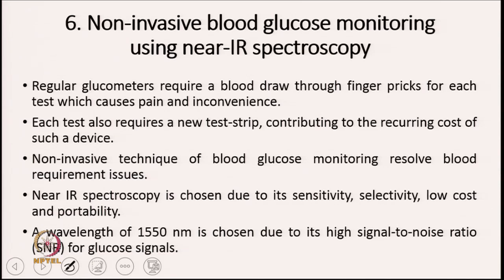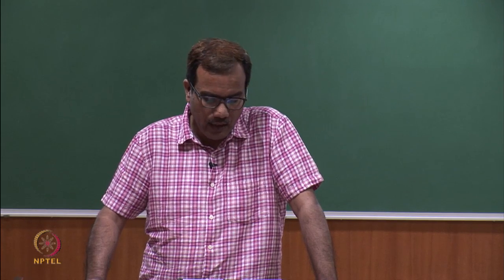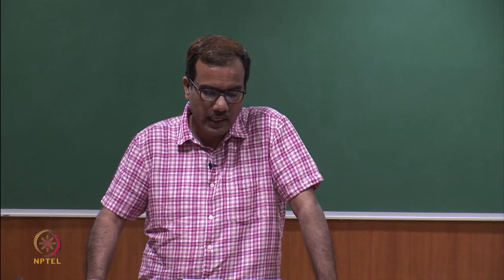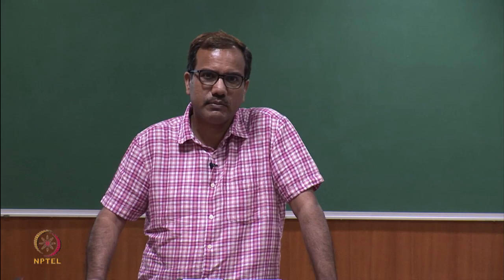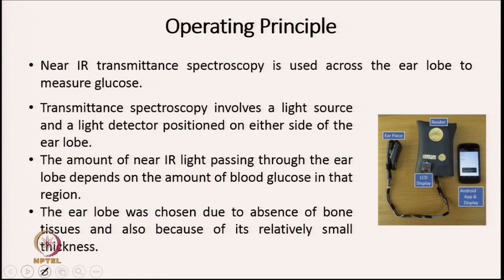There are other applications. For example, if you are trying to look at blood glucose level, we generally know that whenever we go to a hospital, they take your blood and then do some testing to know the blood glucose level. For that you require a new test strip, and that increases the cost of such a device. This is a non-invasive technique, and here a wavelength of 15 nanometer is chosen due to the high signal to noise ratio for the glucose signal.